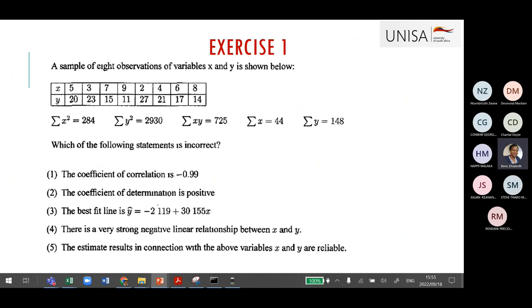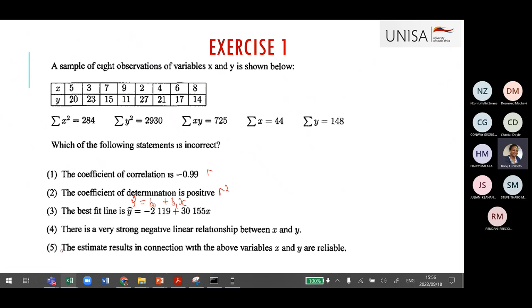So in terms of the equation, y hat equals b0 plus b1 x, it means we need to use this information and calculate the slope and the intercept to check. We need to find out if R is equal to that, or if R squared is positive. Some of this is straightforward.